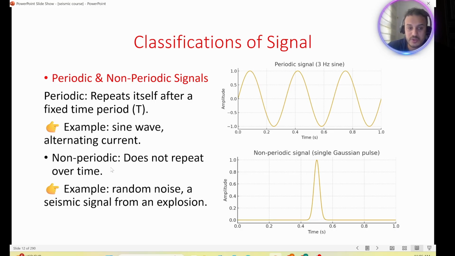Non-periodic does not repeat over time. You have only one peak. This one peak is not going to repeat over time. An example of that is random noise; a seismic signal from an exploration is considered a non-periodic signal.